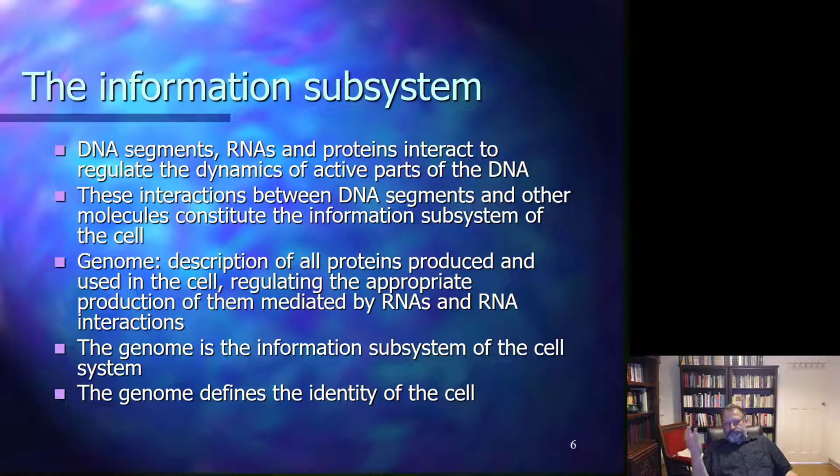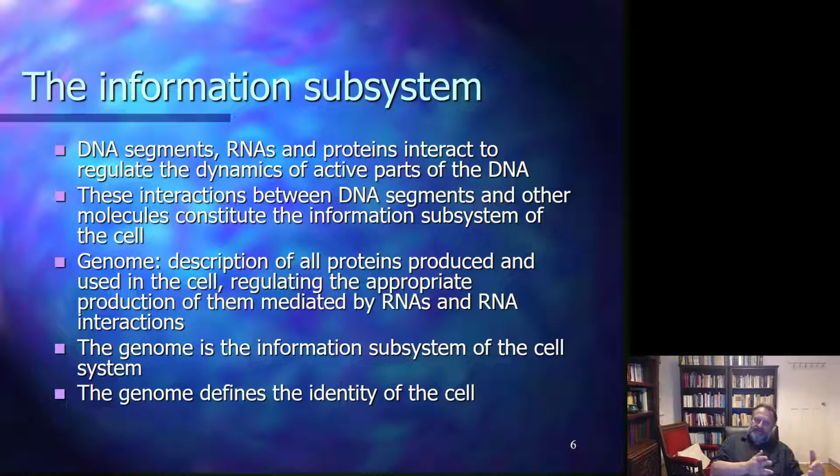Now, what we say here is that we have a lot of interactions between the DNA segments, RNAs, and of course proteins involved, which regulate which parts of the DNA get transcribed, which are the active parts of the DNA. Now, just to note here, there are also a lot of other proteins involved here which trigger the activation of some parts of the DNA, transcription factors. And there are other interactions between various parts of DNA as well. So all these together can be seen as the molecular interactions that constitute the information subsystem of the cell.